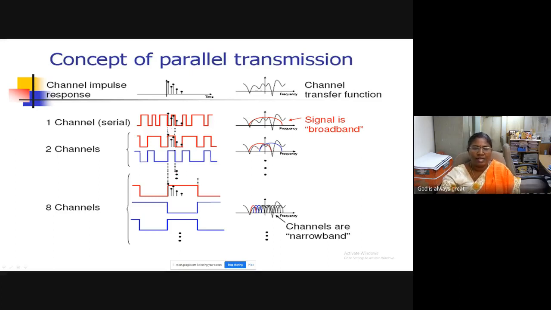Therefore, like this, if I keep on increasing my number of parallel channels, now I can see that everything is being attenuated similarly within the coherence bandwidth of the channel. So this is the advantage of converting your serial stream to parallel streams and using different frequencies for transmission. Your frequency selective fading channel will become a flat fading channel by this means.